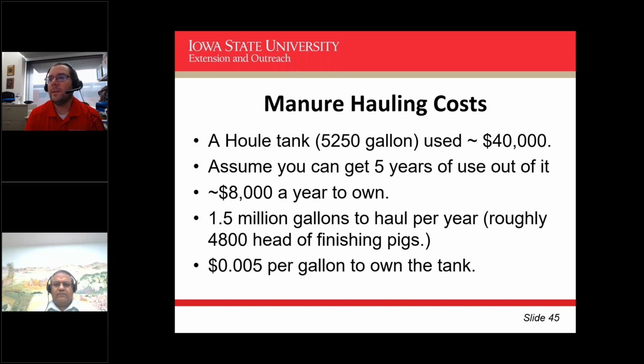So I just wanted to do a little manure economic calling, and I promise this will all make sense at the end. I looked up the price of a used Hool tank, penciled it out at roughly $40,000 to buy it, assumed I could use it for about 5 years, so I'm paying roughly $8,000 a year to own it. If I'm doing my own manure, right, this isn't a commercial applicator example, it's my own pigs, generate about 1.5 million gallons a year of swine manure from a finishing barn.